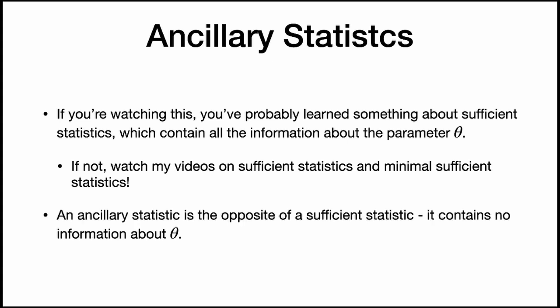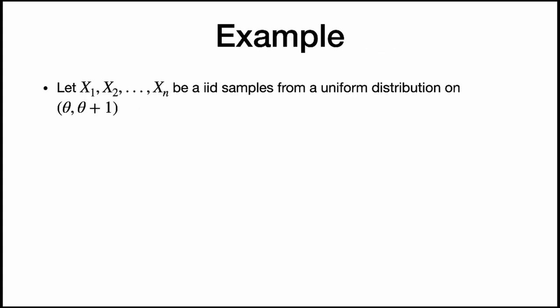An ancillary statistic, on the other hand, is the opposite of a sufficient statistic. It contains no information about theta. It's independent of theta. So here's an example. Let x1 through xn be a sample from a uniform distribution between theta and theta plus 1. Okay, so this is a uniform distribution that is 1 wide. Its width is 1.